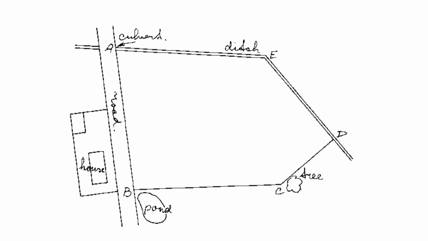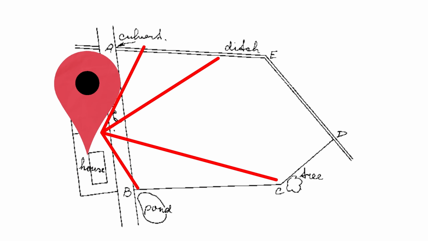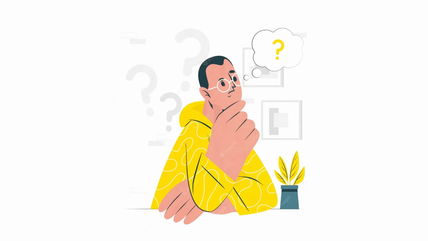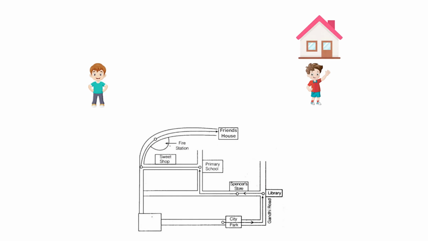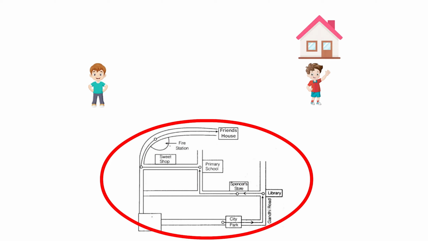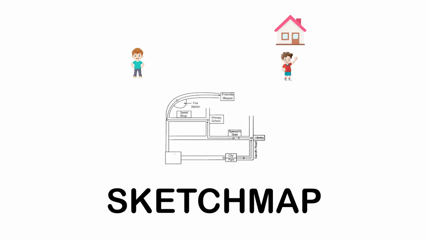Sometimes a rough drawing is required of an area to tell where a particular place is located with respect to other places. Suppose you want to go to your friend's house, but you don't know the way. Your friend may make a rough drawing to show the way to his house. Such a rough drawing is drawn without scale and is called a sketch map.